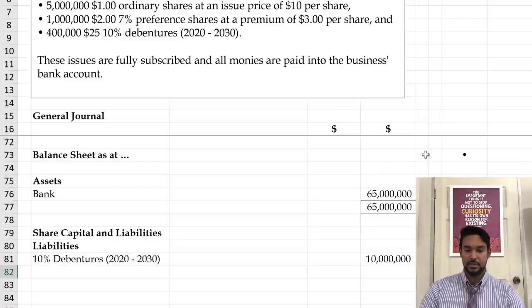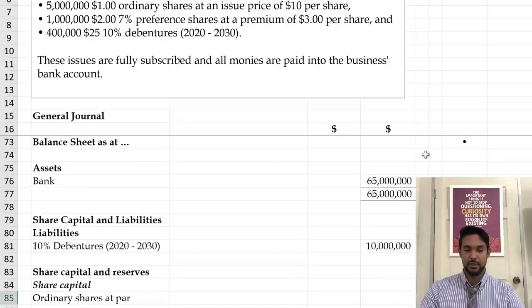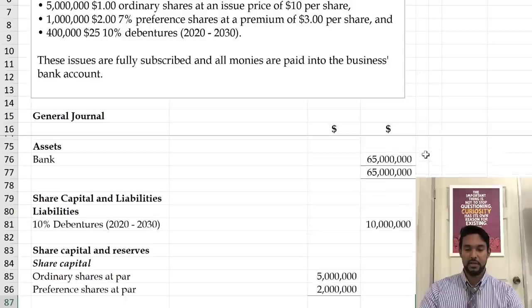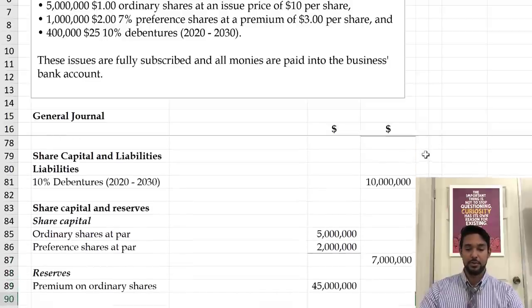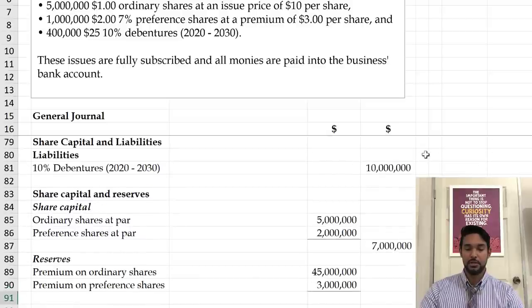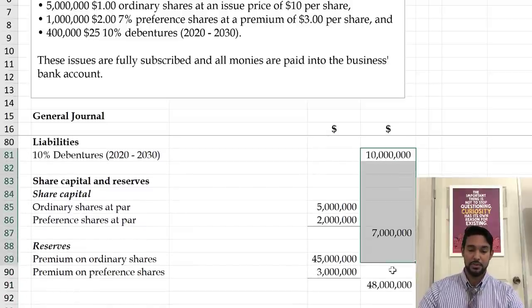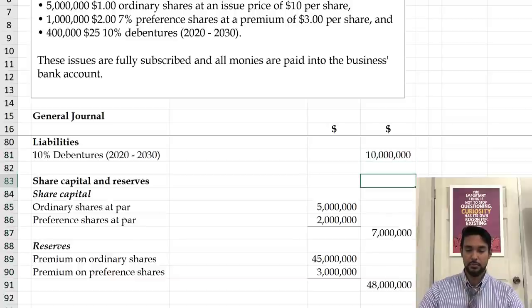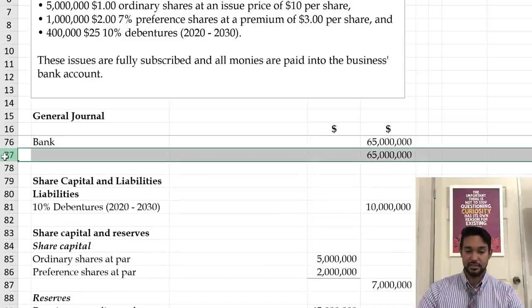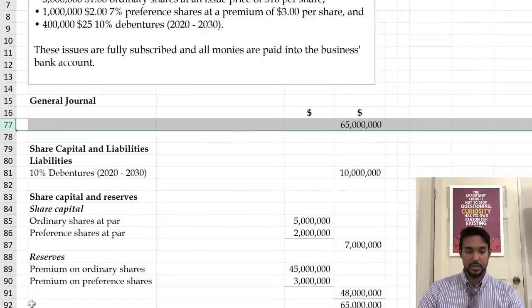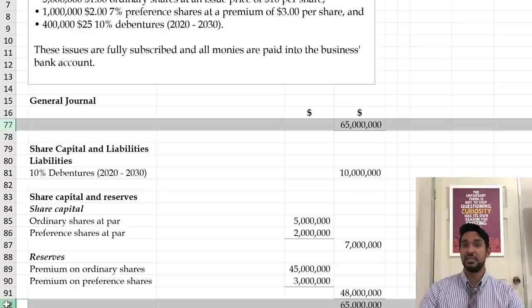All right, 10% debentures, 10 million, okay. So you have share capital and reserves, so we know what's going here: ordinary shares, preference shares, total par value of share capital, reserves, share premium on ordinary shares, premium on preference shares, total. Right? So if we add up these three things here, guess what we're going to get? That lovely 65, which balances back to the total assets. So assets, 65 million, zoom out a little bit again. Assets equal to liabilities plus capital. 65 million, 65 million, nice. All right, one more example, then we call it a day.